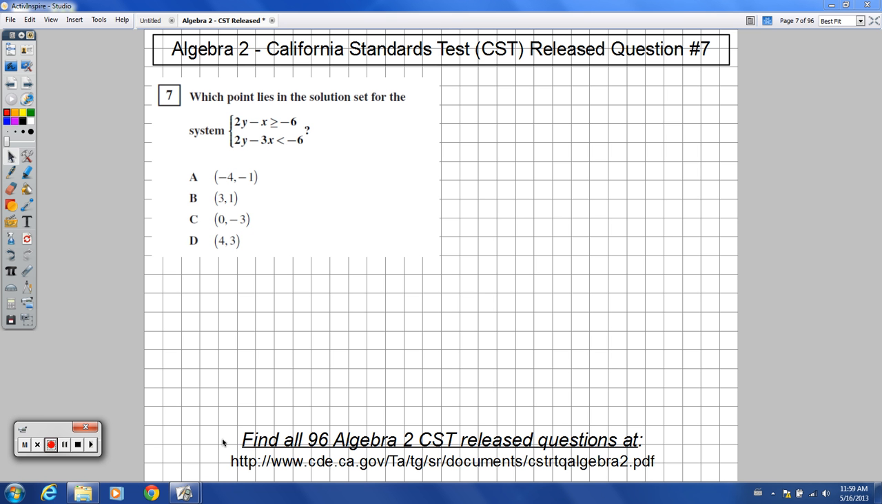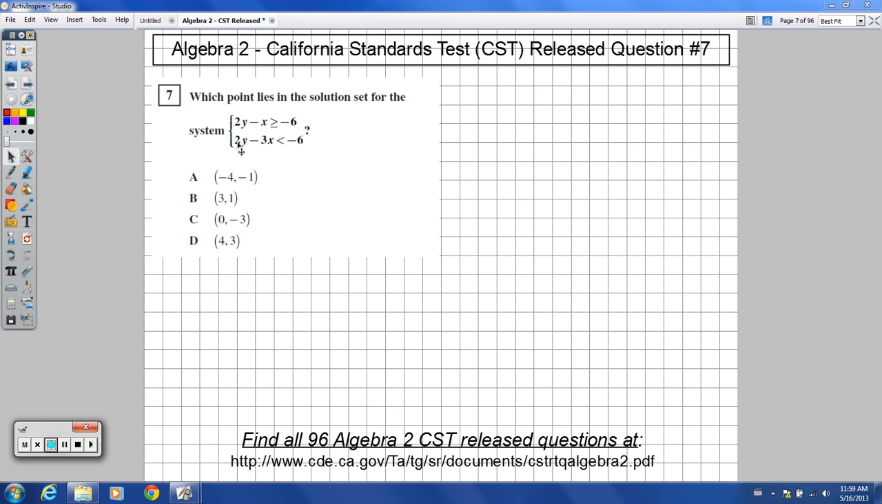Welcome to CST release question number 7 for Algebra 2. It says which point lies in the solution set for the system, and you have two inequalities here: 2y minus x greater than or equal to -6, and 2y minus 3x is less than -6.